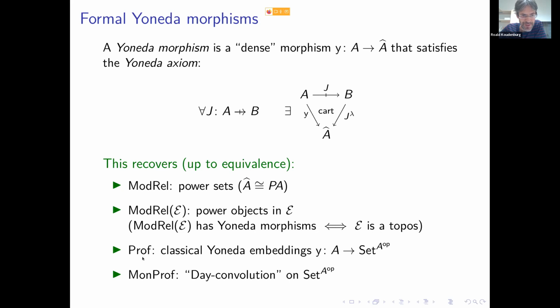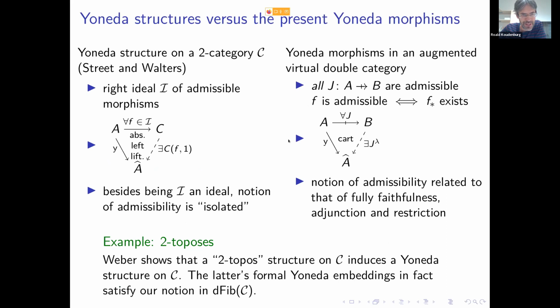Right, Prof is Set Prof functors and functors between large categories. Then if we look at Lex-monoidal Prof functors instead, we recover Day convolution on that category of pre-sheaves. So that's the four examples. We'll see another example soon.